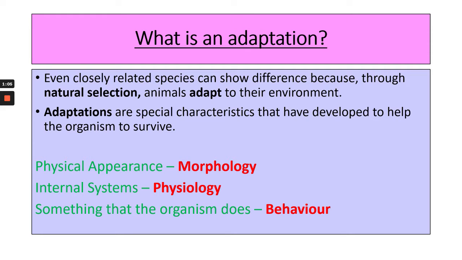For example, we have adaptations to the physical appearance. This is an example of morphology. Adaptations to their internal systems is physiology. And an adaptation that changes how an organism acts is a behavioural adaptation.